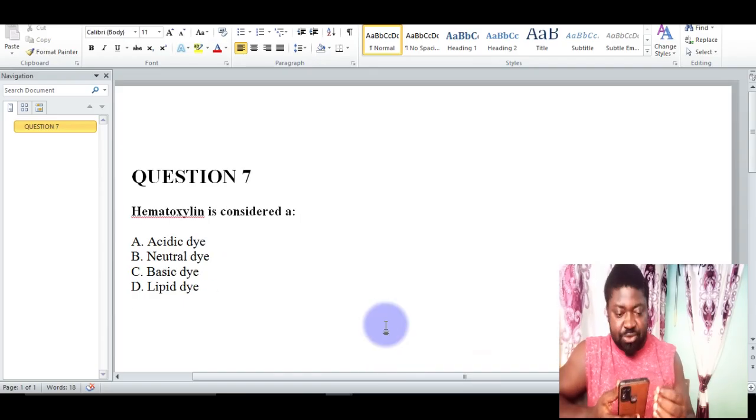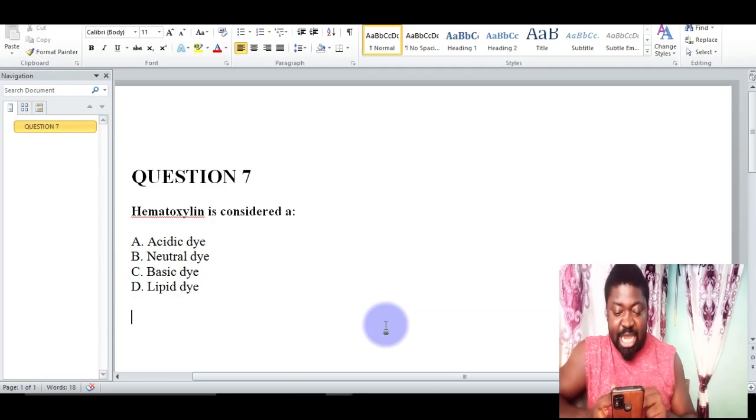Question 7. We have hematoxylin, which we have just seen before, is considered A, acidic dye, B, neutral dye, C, basic dye, and D, lipid dye. Choose the correct one, but note that it is the C option, which is basic dye. In fact, hematoxylin is basic.